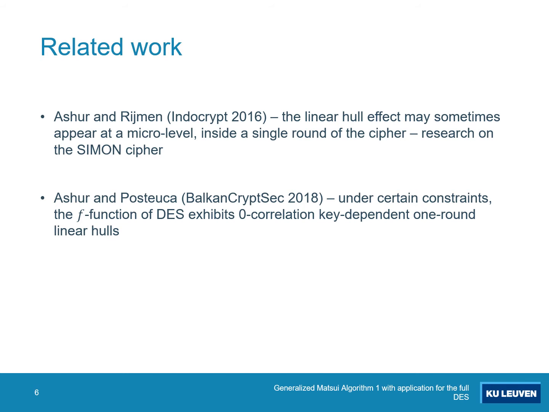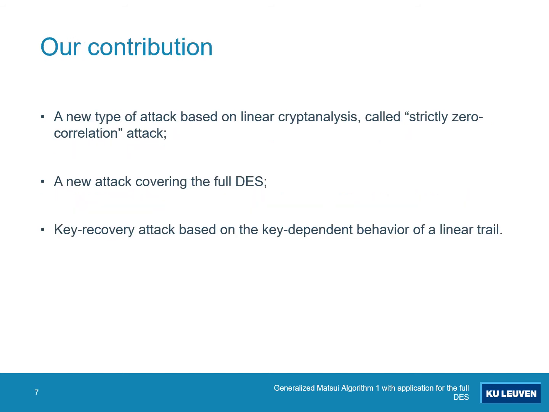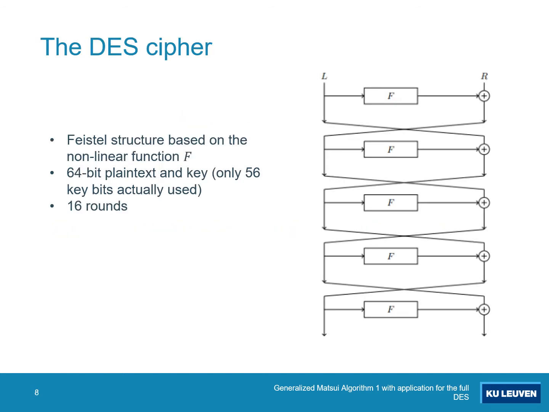At Balkan CryptSec 2018, myself and Tomer proved that, under certain conditions, the F function of DES exhibits zero correlation key-dependent one-round linear hulls. In our SCN paper, we extended the work presented at Balkan CryptSec by introducing a new type of attack based on linear cryptanalysis called the strictly zero correlation attack. Our new attack covers the full DES and aims at recovering the key bits by exploiting the key-dependent behavior of a linear trail. But before presenting in more details our results, let me first briefly introduce DES.